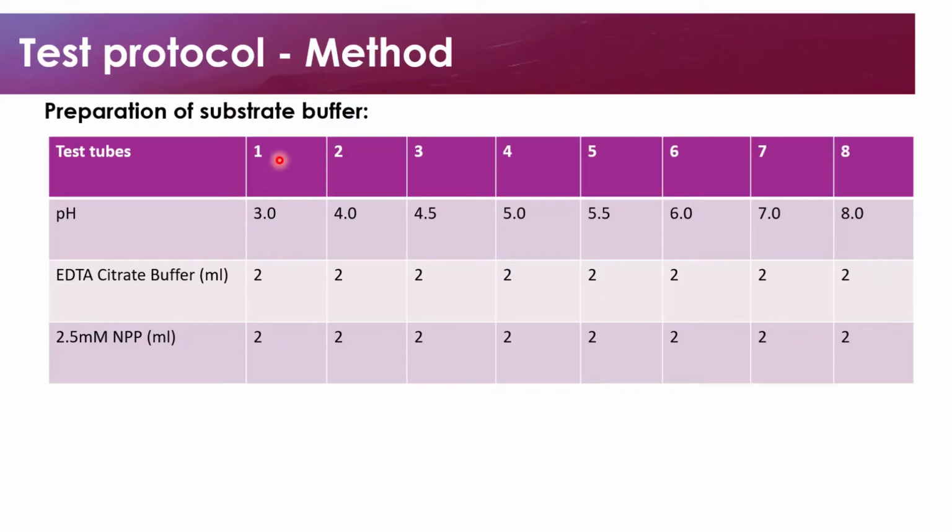For test tube 1, we have 2 mL of our EDTA citrate buffer at a pH of 3.0 and 2 mL of our 2.5 millimolar NPP. For test tube 2, we have 2 mL of our buffer at pH 4.0 and 2 mL of our artificial substrate. For test tube 3, we have 2 mL of our buffer at pH 4.5 and 2 mL of our 2.5 millimolar NPP.